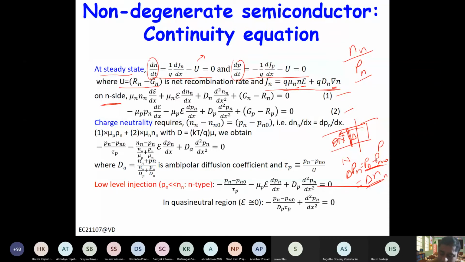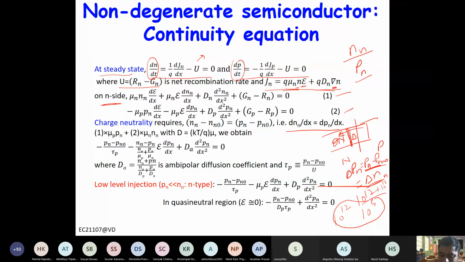But if you see, let's say your doping is 10 raised to power 17, and the background hole concentration will be 10 raised to 3. Now you are injecting 10 raised to power 12. So you see it's a large difference. Now you add 10 to the 12 to 10 to the 17. Is there any difference? Hardly any difference, it is still 10 to the 17. So that's what we are discussing.